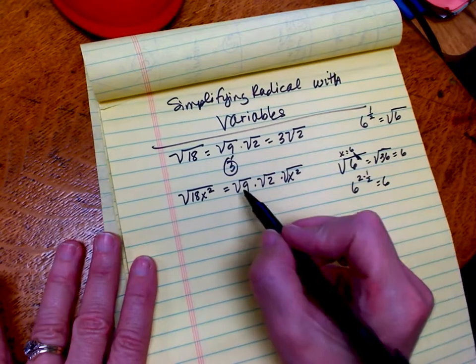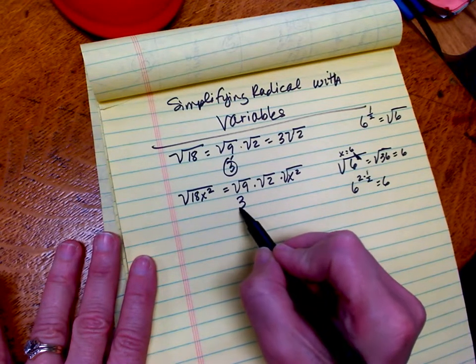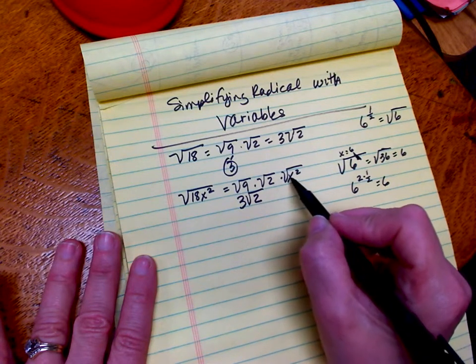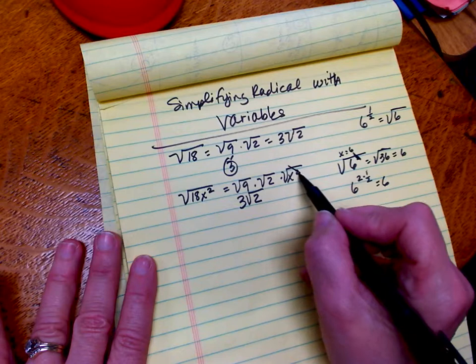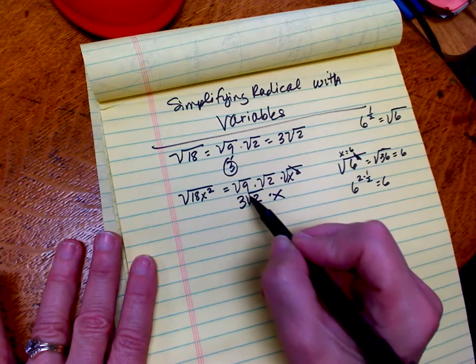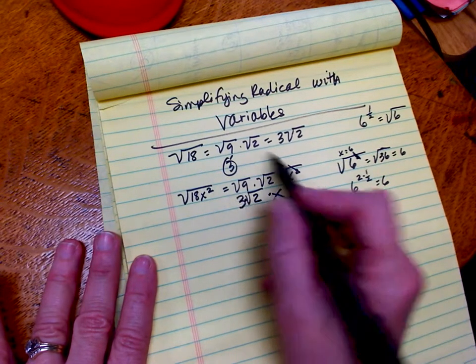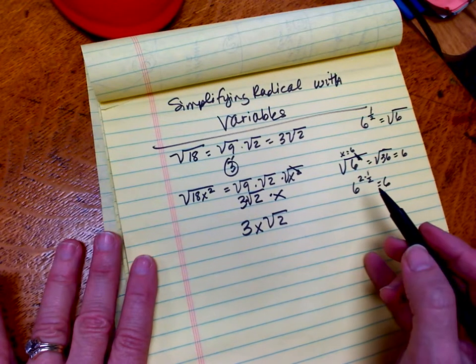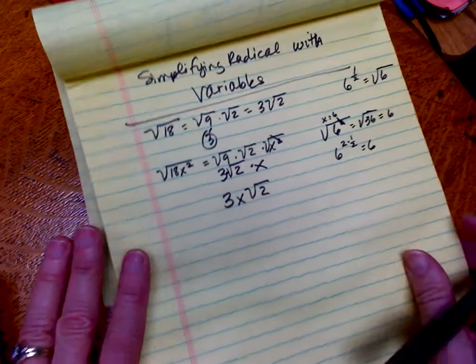But what's going to happen here: the square root of 9 is 3. The square root of 2, I can't simplify that. But then this x, these cancel, so this is times x. I really should have kept that separate. So your final answer here is going to be 3x times the square root of 2. Okay, let's do another one.